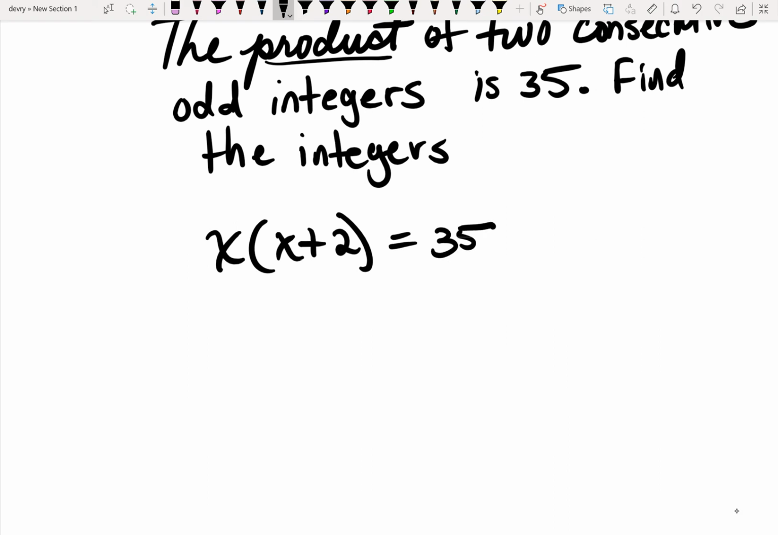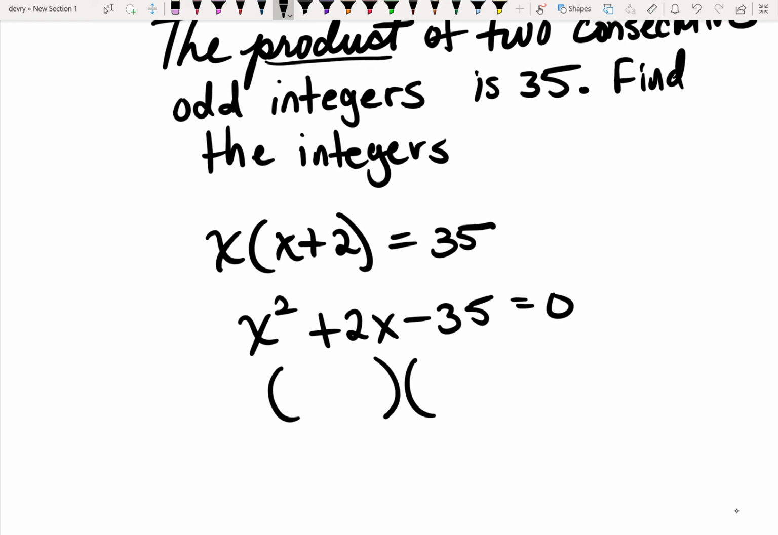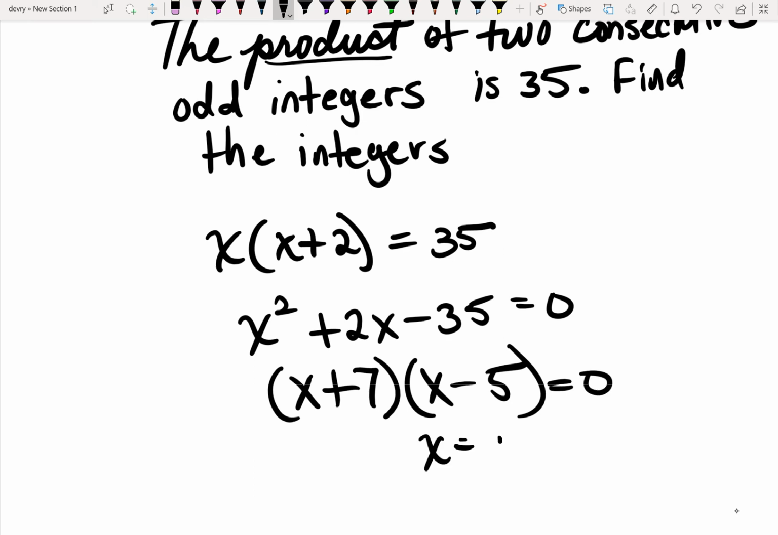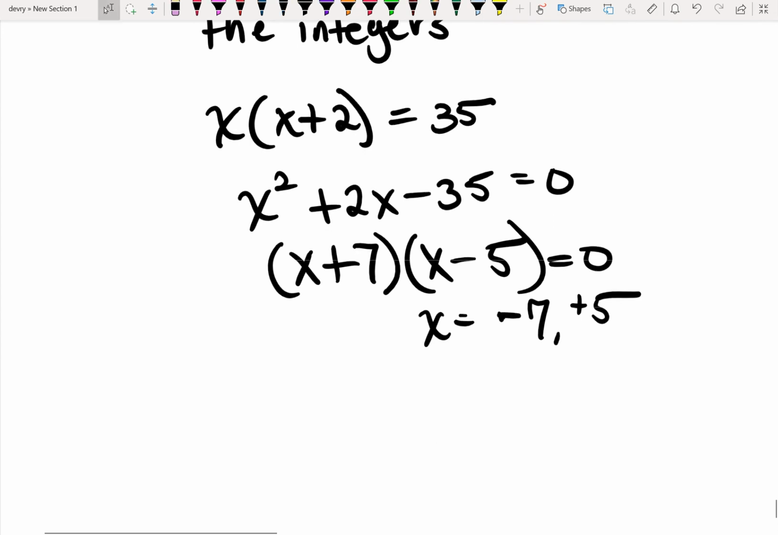And if I use this, I end up with x squared plus 2x minus 35 is equal to 0. And so my factors have to be, in this case, x plus 7 and x minus 5 equal to 0. And therefore I have x is equal to -7 or +5. Okay, and I believe that would solve our question.